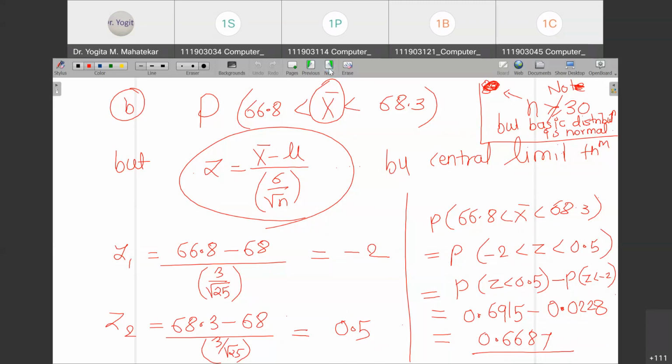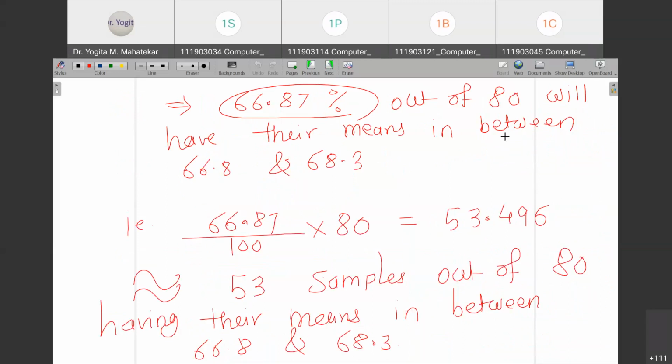And then what you have to find out is how many of them. So 66.87% of samples will have their mean between these. So multiply by 80, because we have considered a total of 80 samples. Out of 80, we will have 53.496. But the number of samples I cannot measure in fractional numbers. It has to be an integer. So what is the nearest integer?